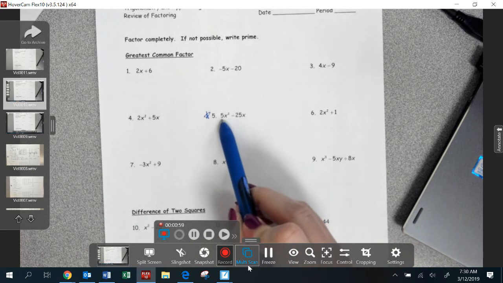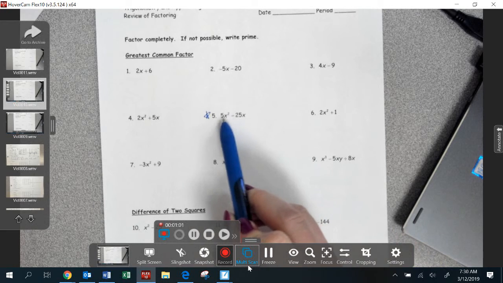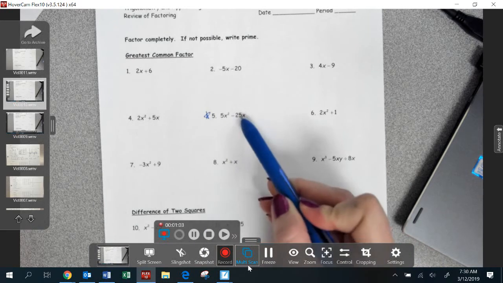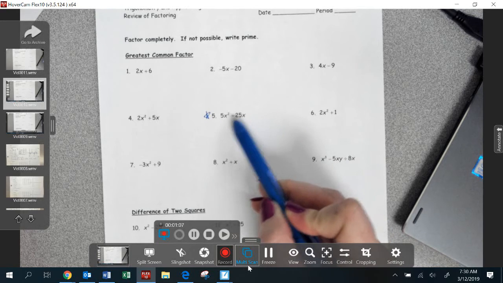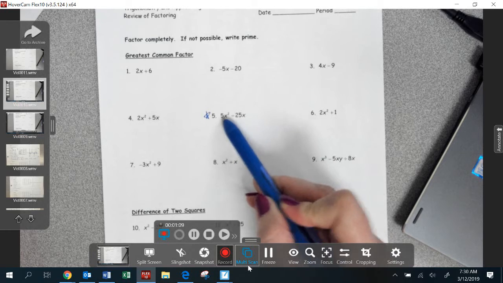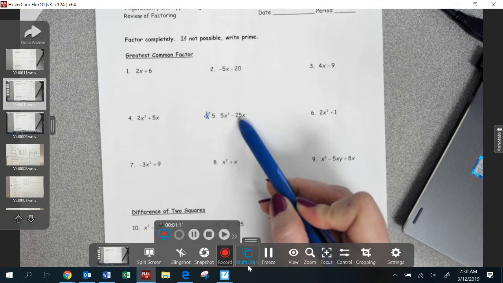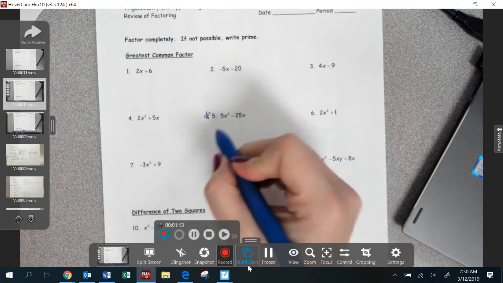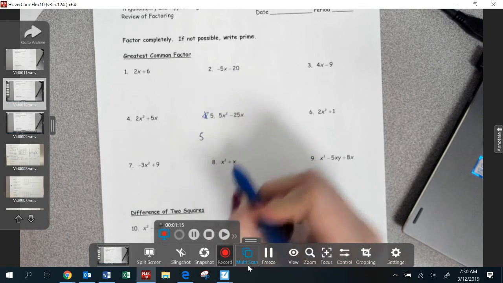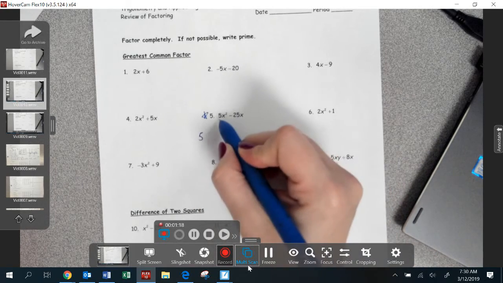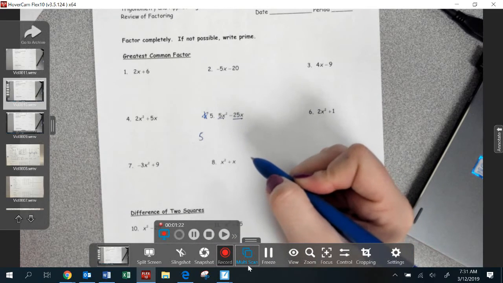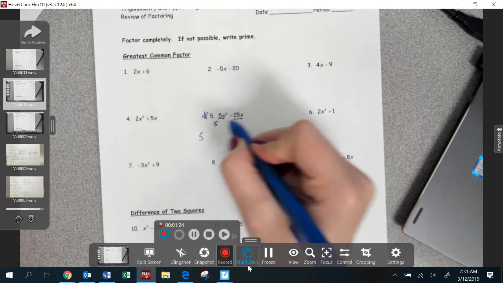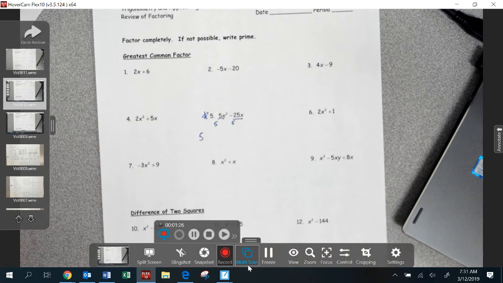I'm going to look first at the coefficients and consider if there's any common factors. Obviously, 1 is a common factor to both, but 5 is also a common factor since 5 can go into itself, and 5 can also divide evenly into 25. So I'm going to make a note of that out front of my parentheses that I'm going to be writing. You can also think of dividing both of the terms by whatever we decide the GCF to be. So I'll mark 5 as what I'm going to divide by here as well.